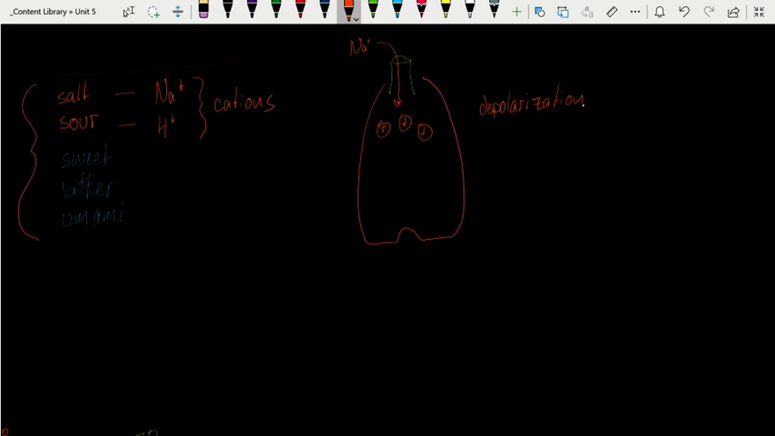So very similar to a neuron, we actually have embedded in the side of this cell a voltage-gated calcium channel. And as soon as the cell depolarizes with the introduction of sodium, calcium comes into the cell. And based on everything we know, remember, calcium causes exocytosis.